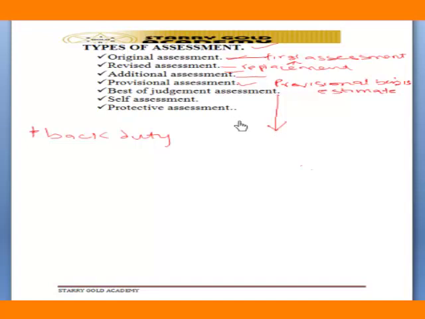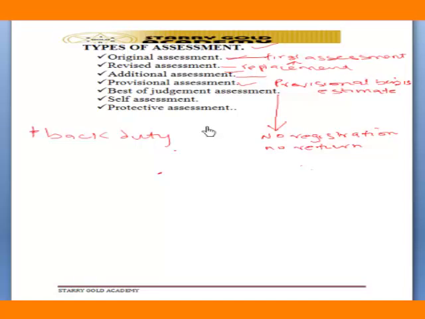Best of judgment. This will arise where the taxpayer has either not filed return or is not even registered for tax purpose. So what are we looking at here? Here the taxpayer is not registered. No registration, no return. So where there is no registration as a taxpayer, or the taxpayer has not even filed return, the best of judgment assessment is raised.